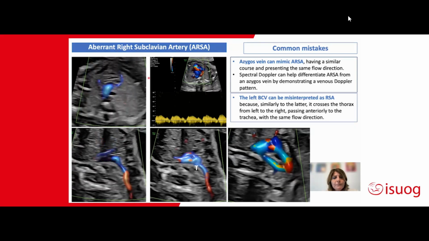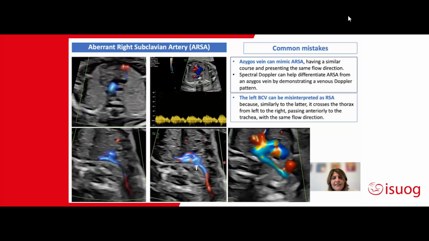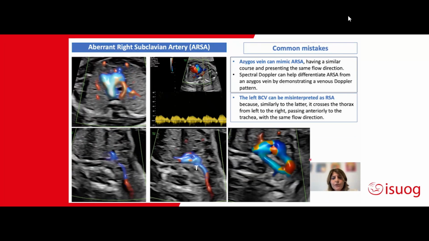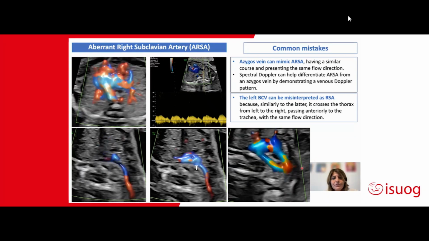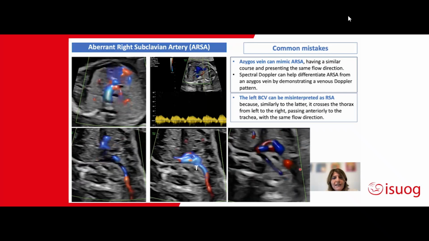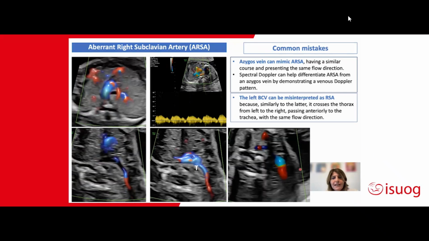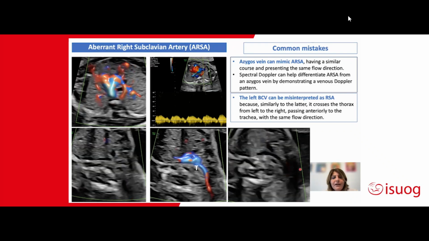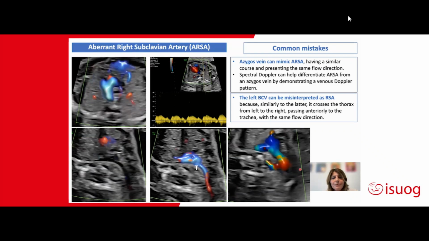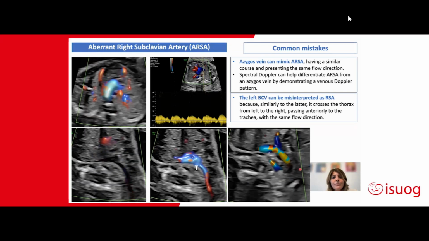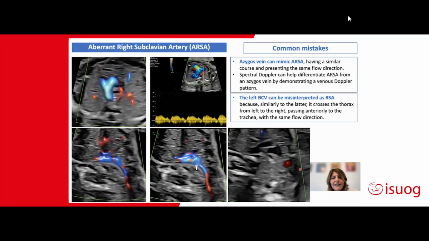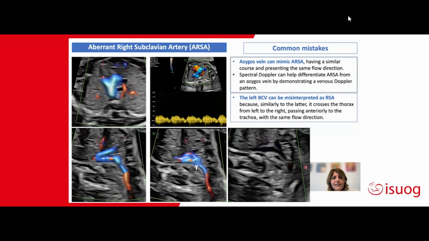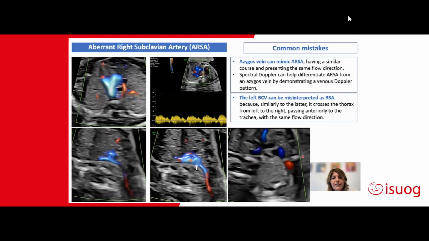To avoid misdiagnosis, it is essential to assess both the anterior and posterior region of the trachea, as demonstrated here. By carefully examining the area behind the trachea, we can identify a vessel located posterior to the trachea, corresponding to the ARSA, and another one anterior to the trachea, which corresponds to the vein.